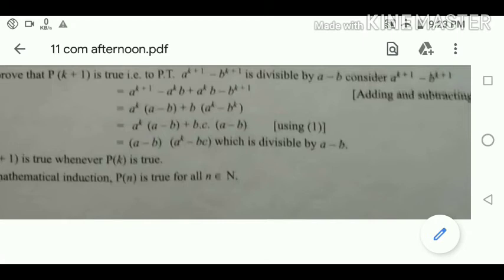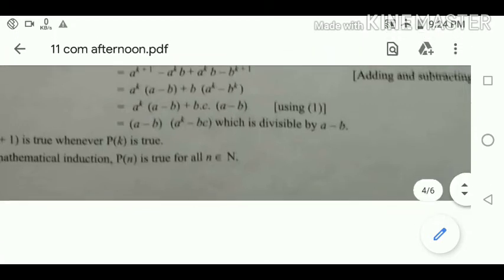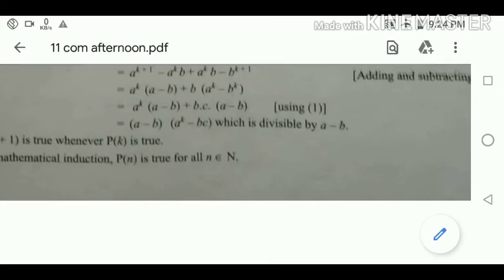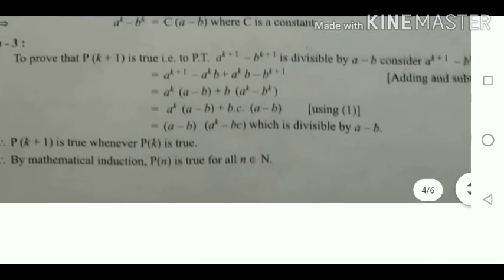Therefore, a power k into a minus b plus b into c of a minus b, since a power k minus b power k is equal to c into a minus b using the assumption. Then a minus b is common in both the terms. After taking it as common, the remaining term is a power k plus bc, which is divisible by a minus b. Therefore, P of k plus 1 is true whenever P of k is true. By mathematical induction, P of n is true for all n belongs to natural number.